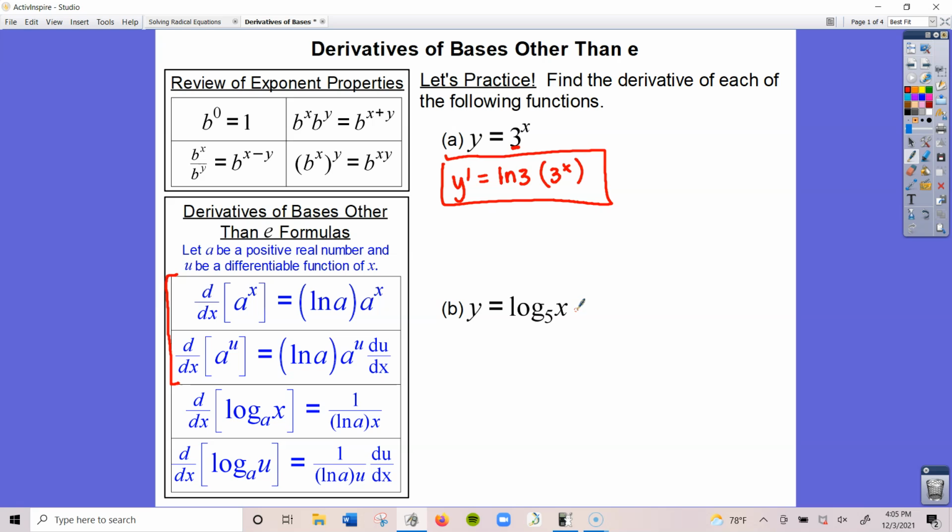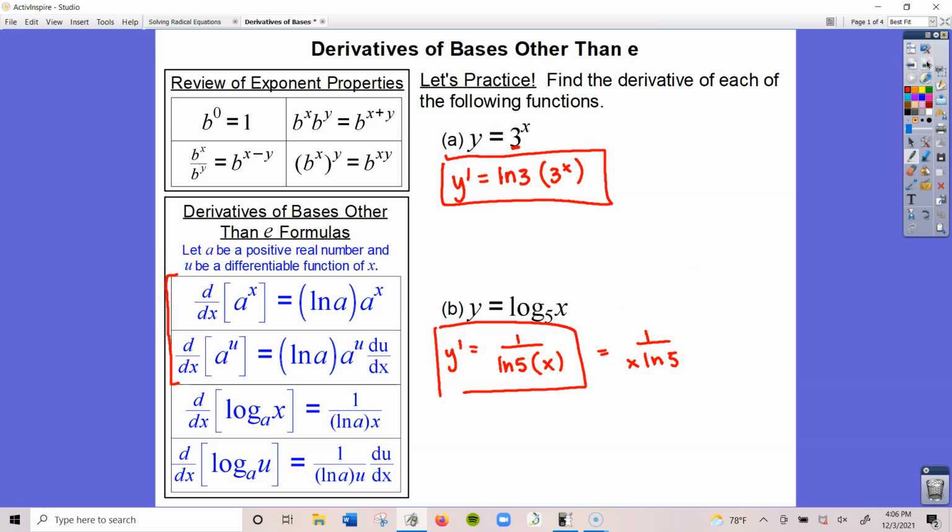So that's like this example here. This is your most basic logarithmic function where what's inside of log is just x. So the derivative here would be y prime is equal to 1 over the ln of the base, which in this case is 5, times what's inside of log, which is x. This would be my answer, which you can also write as 1 over x ln of 5, if you don't want to write the parentheses around the x. Either one of these would be correct.